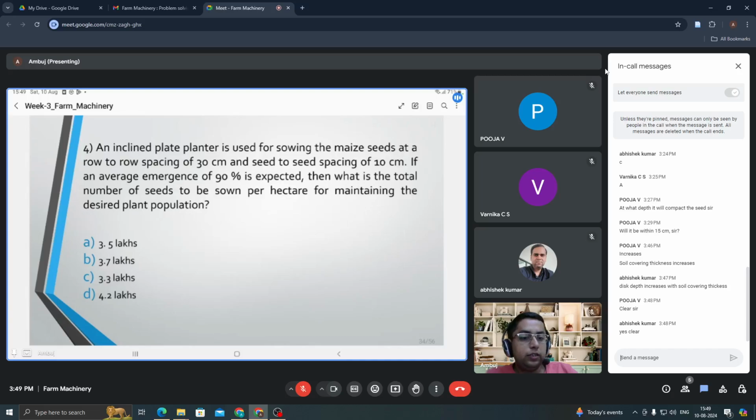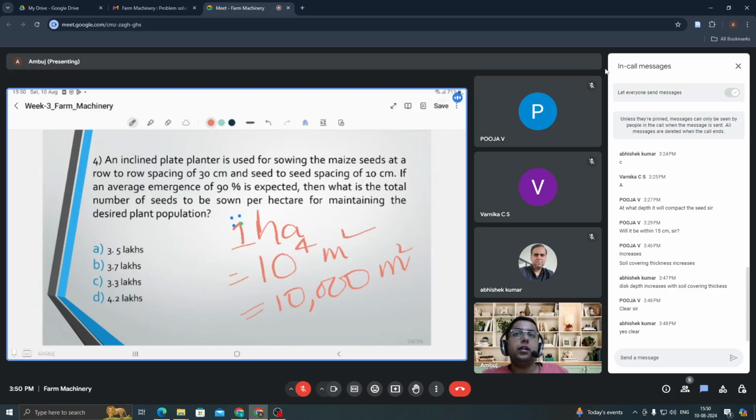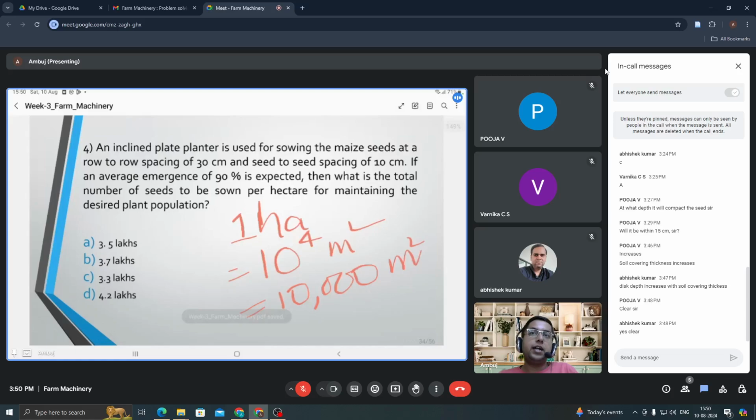If you do not know, here the number of seeds per hectare is asked, so I am writing it out. I hope that you know it, but still I am writing it. 1 hectare is 10^4 meter square, or 10,000 meter square. So in 10,000 meter square, what is the number of seeds which are required to be sown for maintaining the desired plant population? That you have to tell.